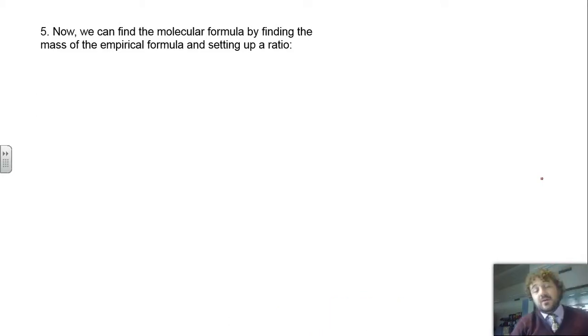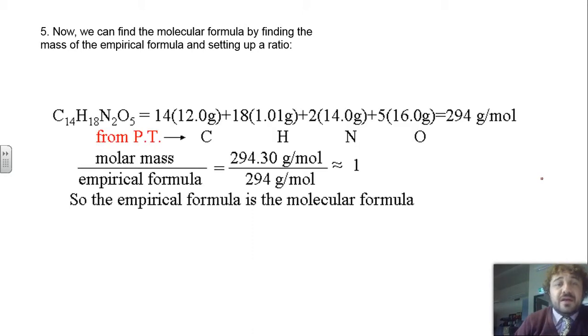Now, we know the molecular formula, so we can work that out by doing a ratio. From the periodic table, we can work this out. That is the molar mass. This is our empirical formula. This is the molar mass as it was given to us in the beginning. If we divide those, it's close enough to 1, which means the empirical formula is the molecular formula as it is there.